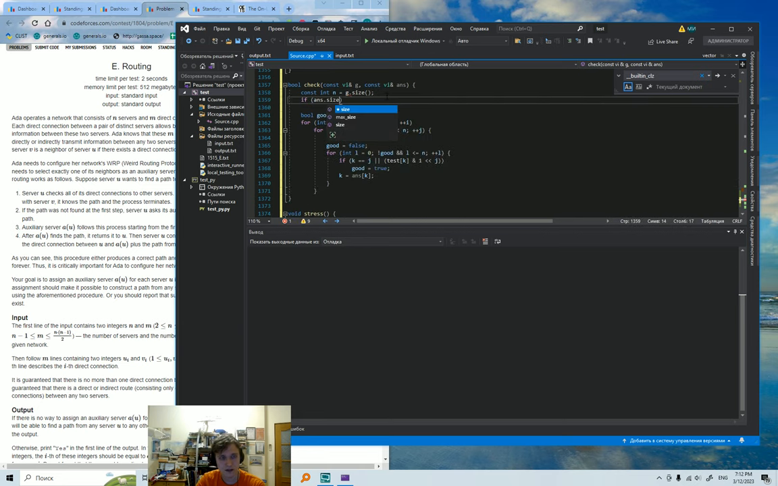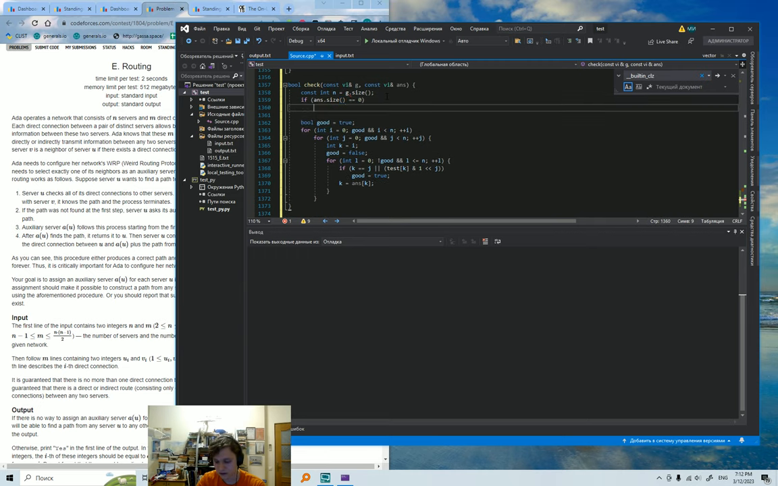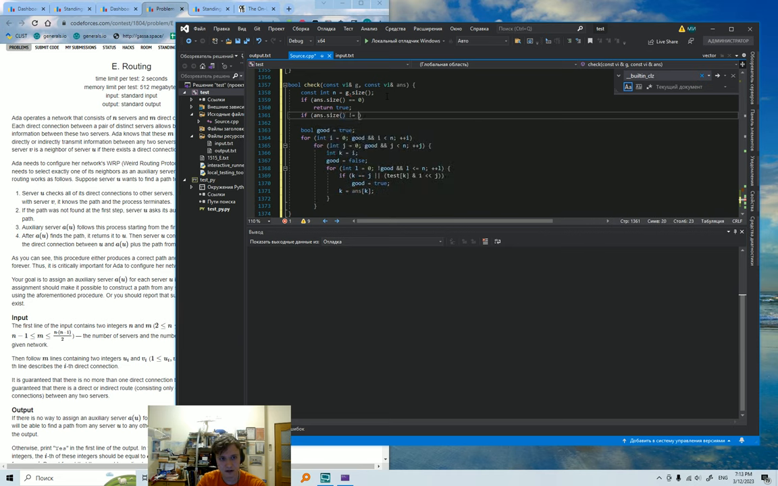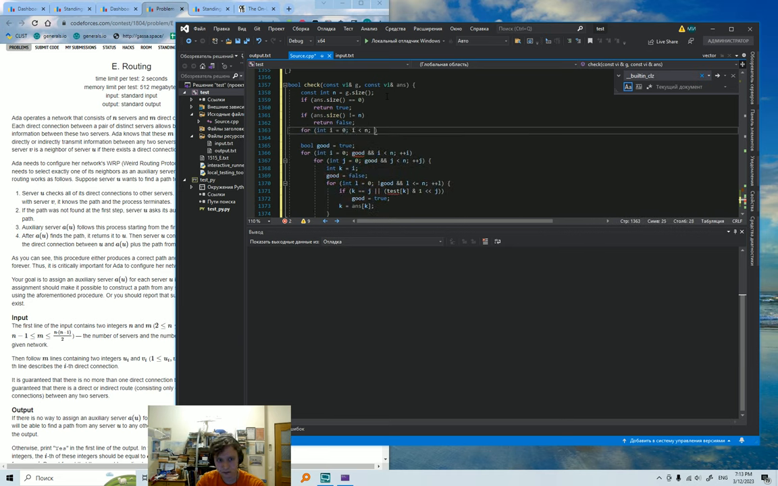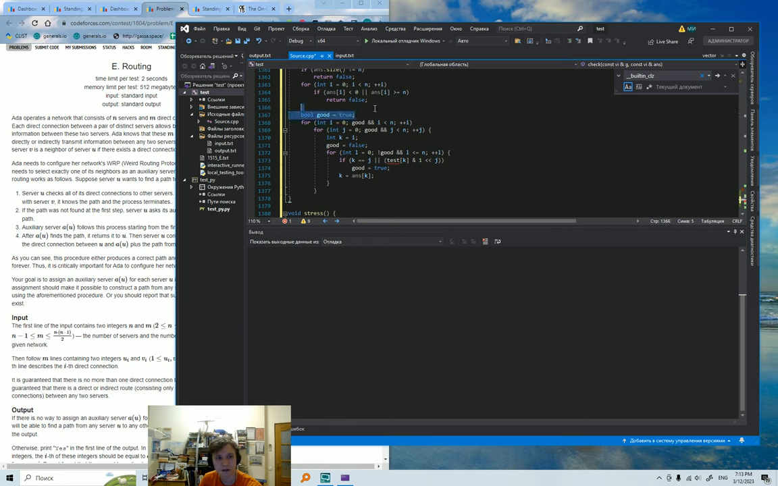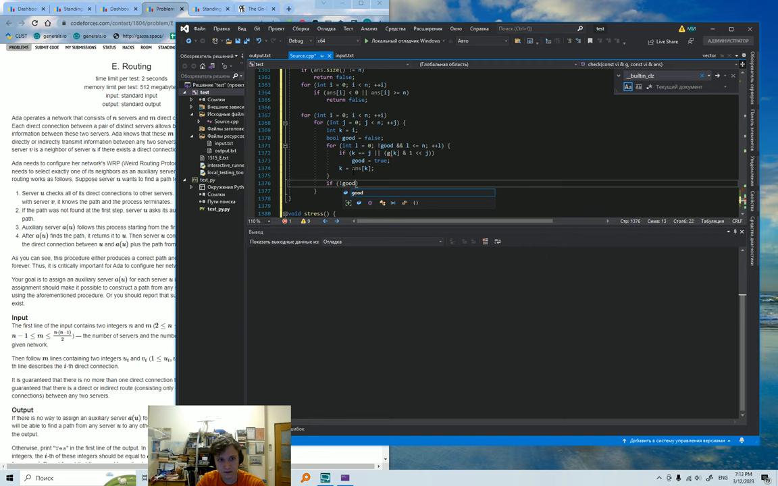So if output size equals 0, return true. If output size is not equal to n, return false. If ans is less than 0 or ans i is at least n, we return false. So now we say that, well, good equals false. So if not good, return false. Return true.